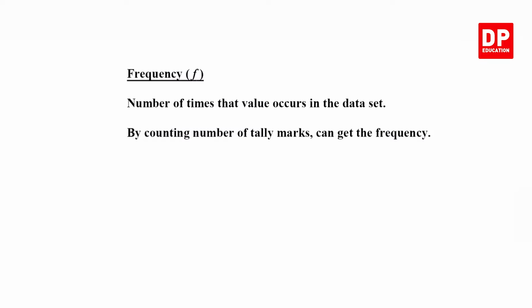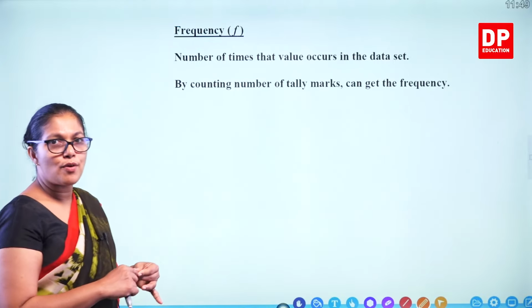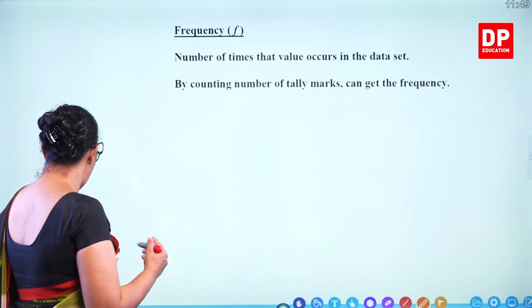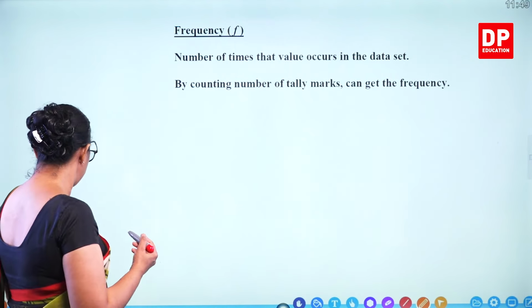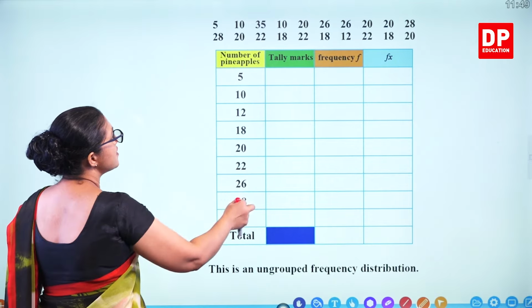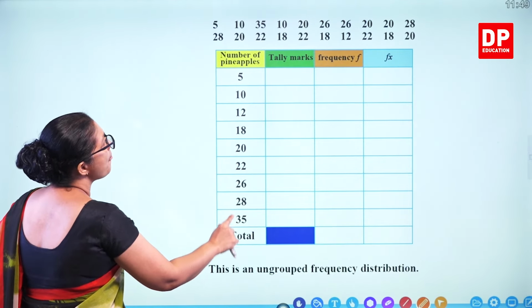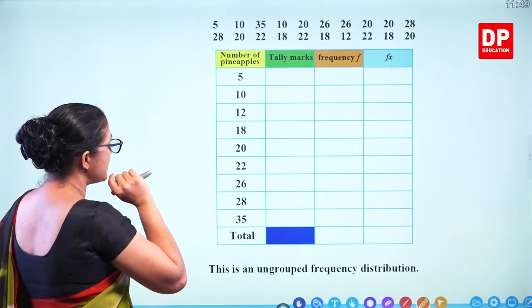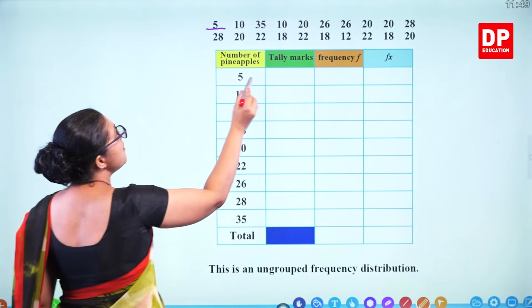So number of times that the value occurs in the data set is the frequency. So by counting number of tally marks, we can get the frequency. So we'll try to find out first the tally marks and then the frequency. So this is the data set. So number of pineapples starting from 5, the highest is 35. Now we'll put tally marks and see. 5. First underline and then put a tally mark.